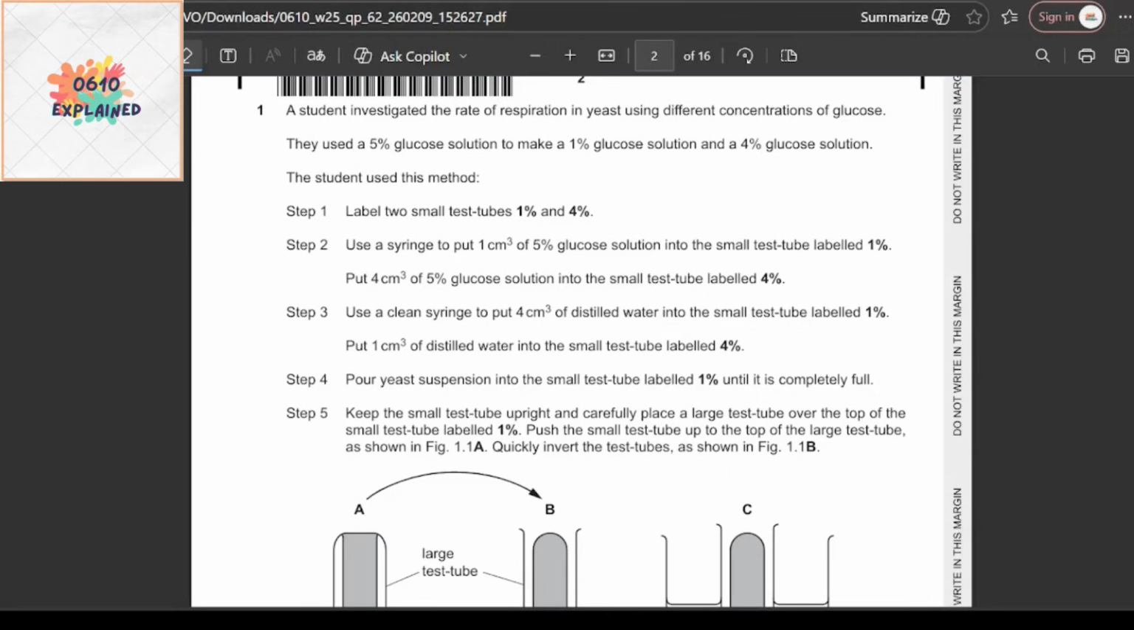So, this is how the changes sometimes occur in the paper. Every time we consider that the independent variable will come first in the sentence, but here the rate of respiration is the dependent variable and the concentration of glucose is the independent variable. Now, I will just highlight this. The rate of respiration is the dependent and the different concentrations of glucose is the independent variable.